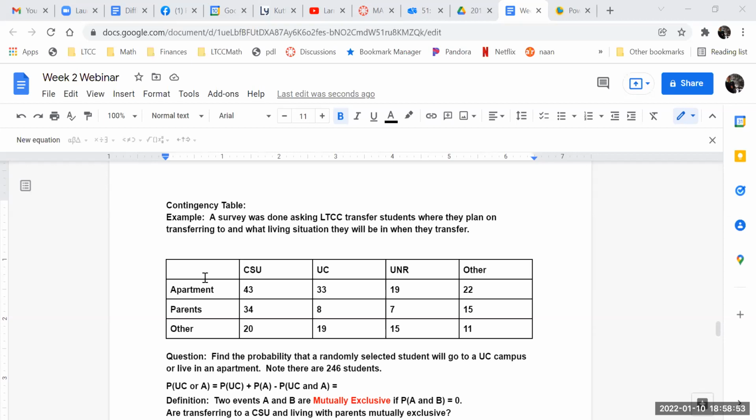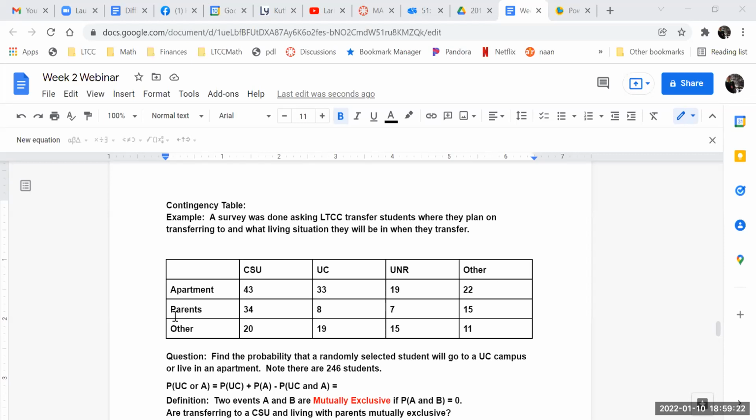So instead, a survey was done. By the way, if it says a survey was done, I totally made this up, but a survey could have been done, asking LTCC transfer students where they plan on transferring to and what living situation they will be in when they transfer. And we're going to pretend that COVID is not going to happen next year when they transfer. Sound good? I'm going to hope that happens. My guess is you're all hoping so too.